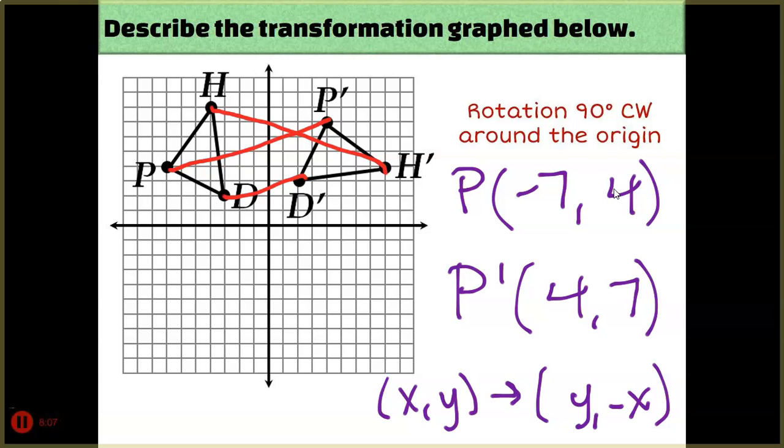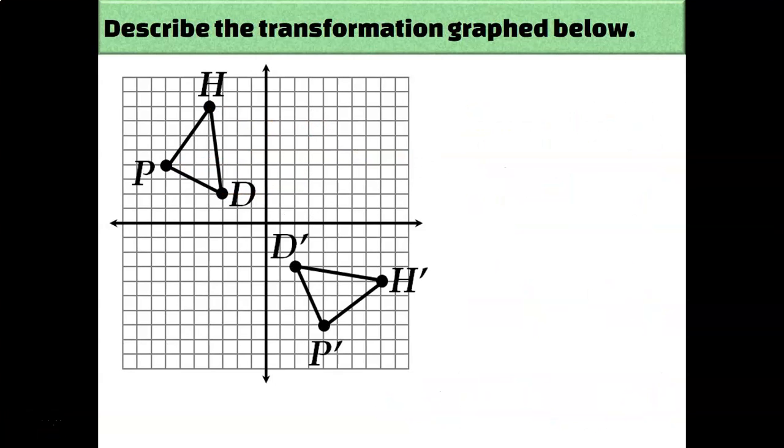So let's try another one. Looking at the orientation of these two shapes, P is on the left for the pre-image, but P is on the bottom for the image. H is on the top, but then it's on the right, and D is on the bottom, but then it's on the top. So you might be tempted to say that this is a rotation, because the orientation of my figures is so much different.